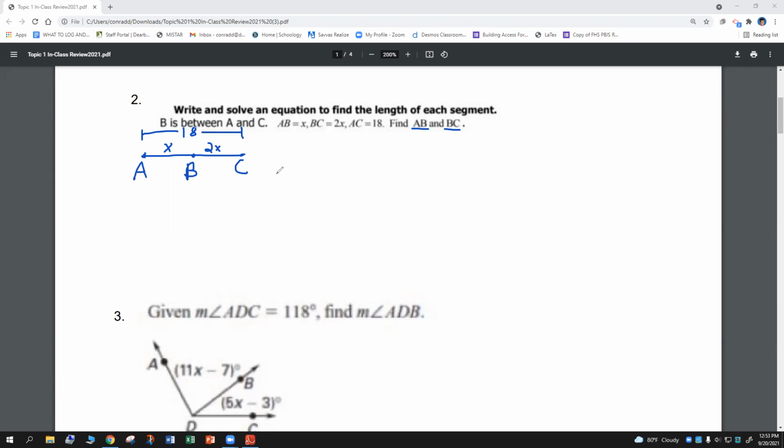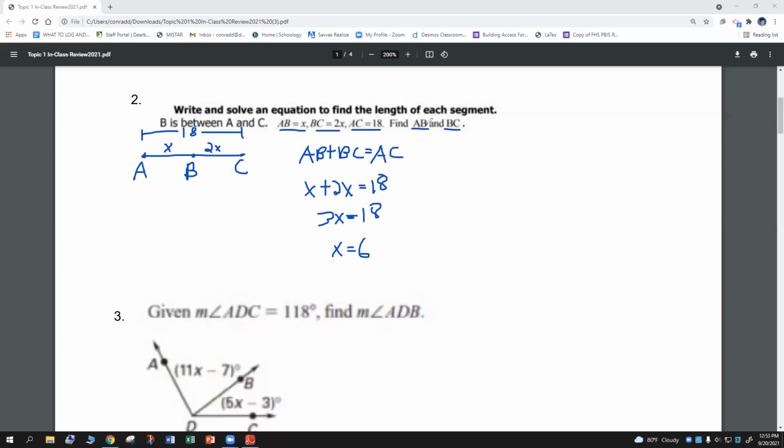All right, here we're going to use our segment addition postulate. So the first segment plus the second piece is going to add together to get the entire thing, right? B is between A to C. So AB plus BC is going to equal AC. That's X plus 2X equals 18. We're just substituting in, right? AB is X, BC is 2X, AC is 18. So X plus 2X equals 18. That's 3X equals 18. And you combine like terms, you divide by 3, and you get X equals 6.